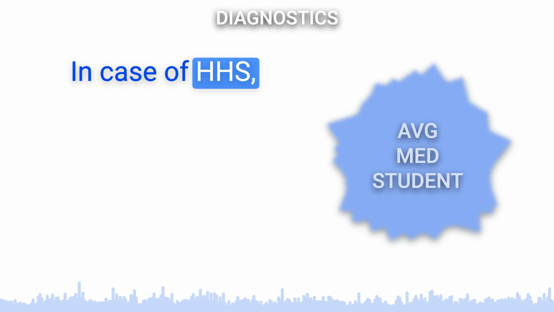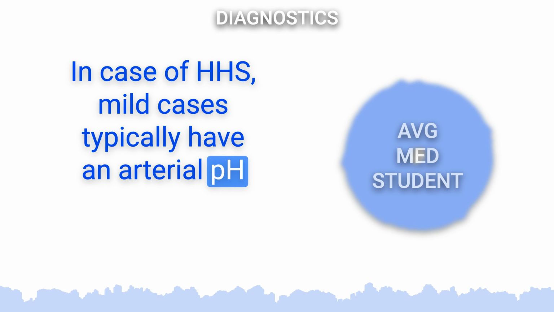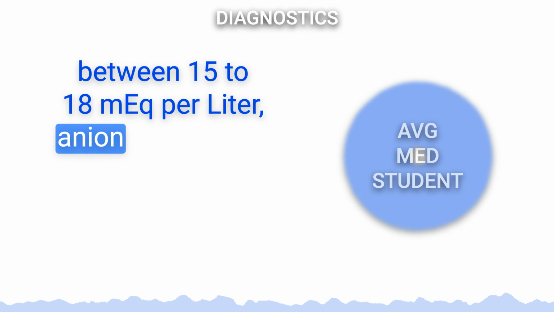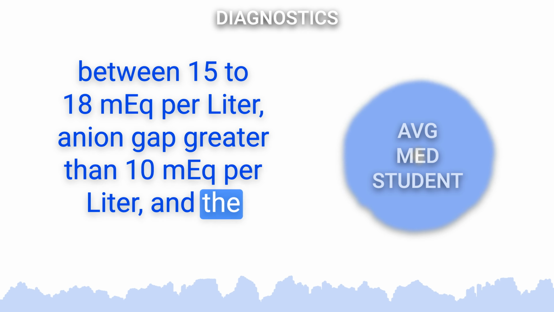In case of HHS, mild cases typically have an arterial pH above 7.24, serum bicarbonate between 15 to 18 mg per liter, anion gap greater than 10 mg per liter, and the patient is alert.